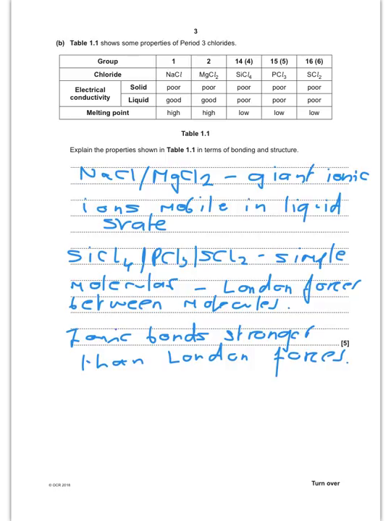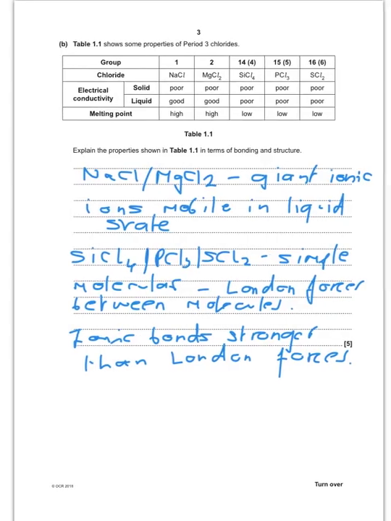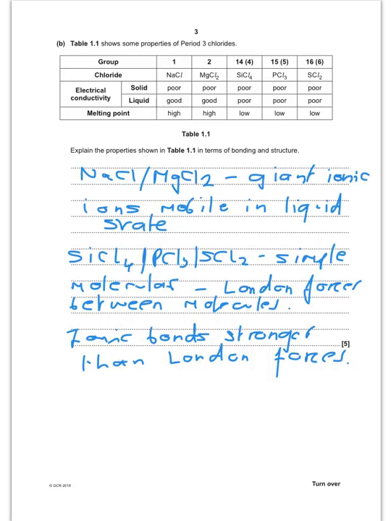So we need to look now at these chlorides and explain their properties. You can look at the melting point, but you'll know that sodium chloride and magnesium chloride are both going to be giant ionic structures, and you can tell that they have a very high melting point as well.